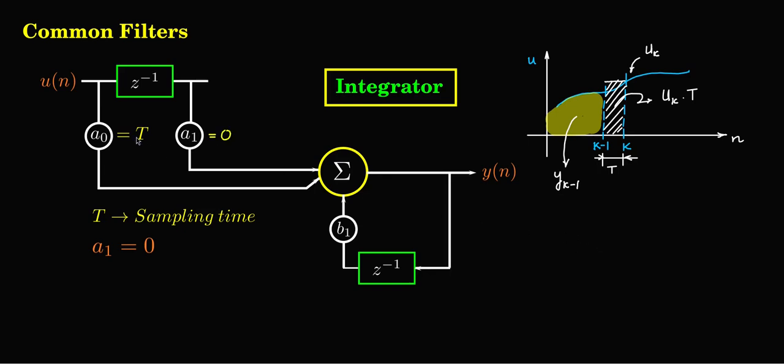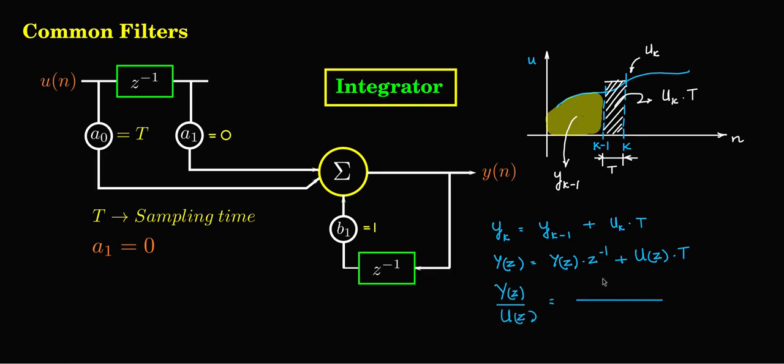So now this is 0, this I am going to make it 1. So yk is equal to yk minus 1 into 1 plus uk into t. So this is our equation at one time instant, k. This is Y(z) equals Y(z) into z to the power of minus 1, the delayed value, plus U(z) into t. And from here finding the transfer function is pretty simple.